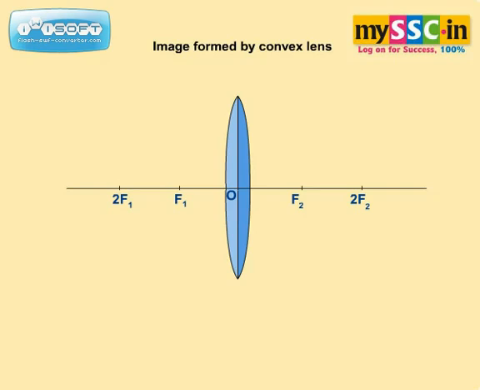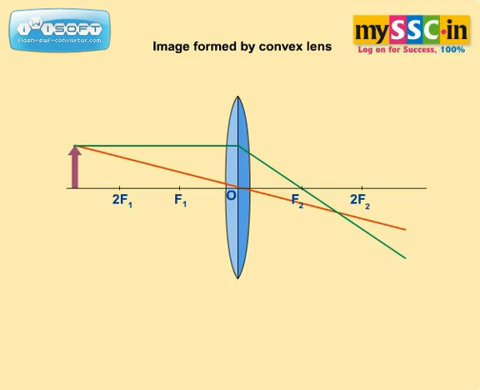Image formed by convex lens. To find the position of image, draw three rays starting from object. Draw an incident ray parallel to optical axis. After refraction, it passes through second principal focus F2 of a convex lens.